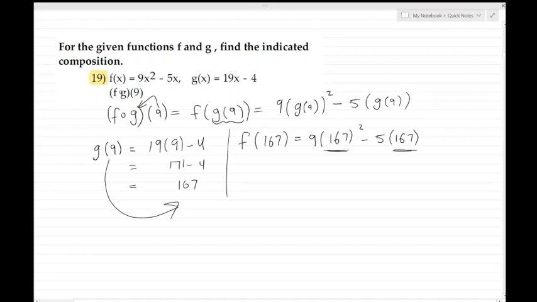9 times whatever g of 9 is, all of that squared, minus 5 times whatever g of 9 is. Okay, so at this point it just becomes a calculator problem, and you plug that into the calculator, making sure that everything that you plug in is correct. Some parentheses around those numbers will be very helpful, and the answer comes out to be 250,166. Okay.